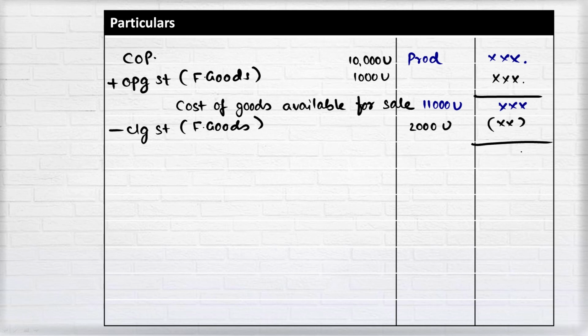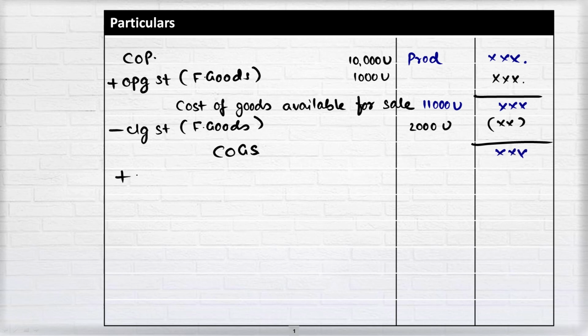Say closing stock is 2,000 units. You deduct this, and what you give the name to? Cost of goods sold, or cost of 9,000 units. You are adding cost of 10,000 units plus 1,000 units. Cost of goods available for sale minus closing stock is nothing but cost of goods which are actually sold. So I get answer of COGS.